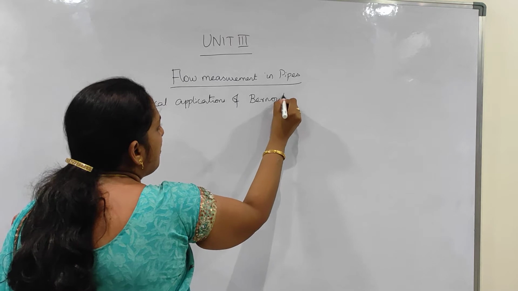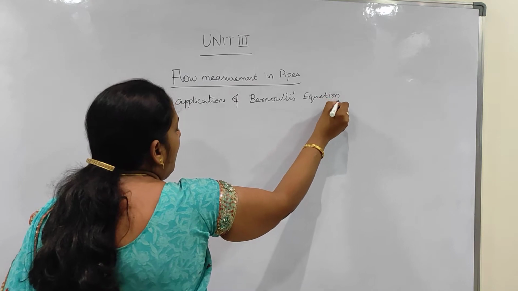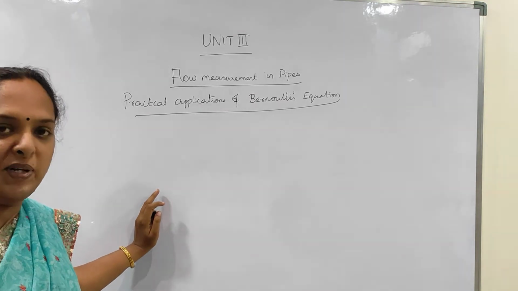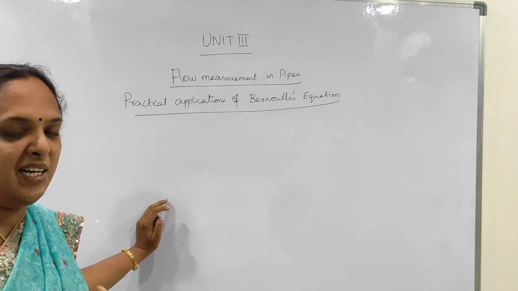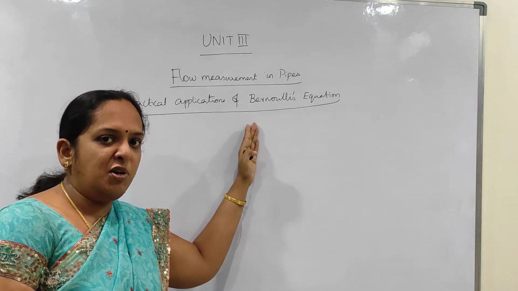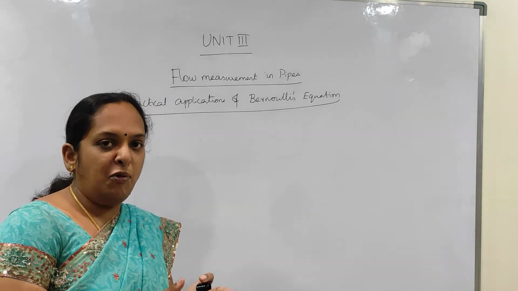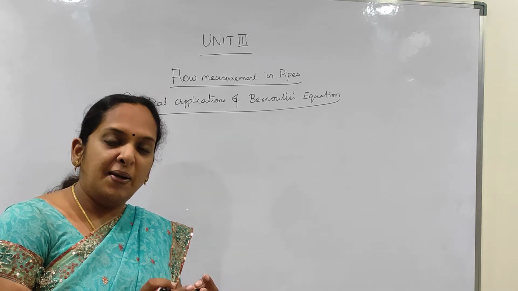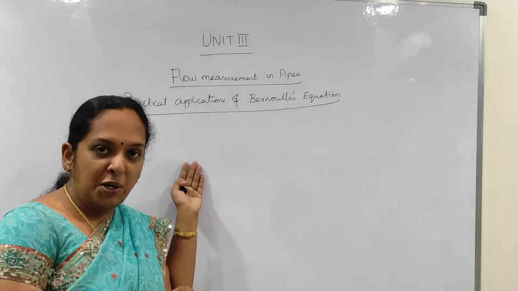So what is Bernoulli's equation? We can just recall that for a steady, ideal and incompressible fluid, the total energy of the fluid is constant. That is what we have learned in Bernoulli's equation. Normally we apply this equation wherever energy considerations are there for any fluid flow. In that case, the fluid should be an ideal fluid as well as an incompressible fluid. In such cases we can go for Bernoulli's equation.